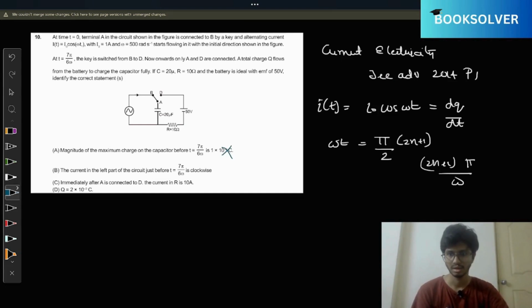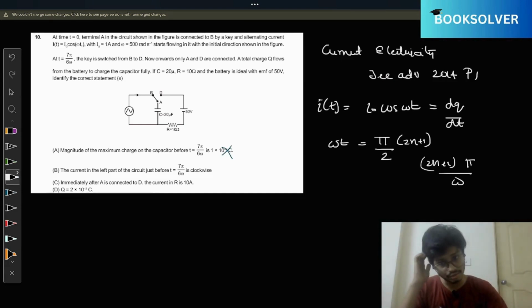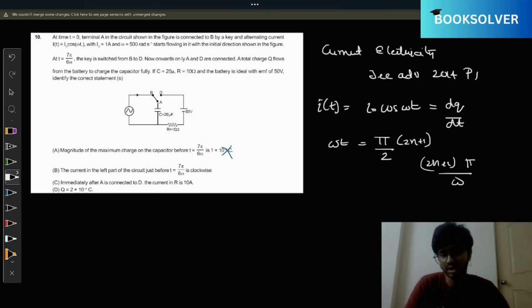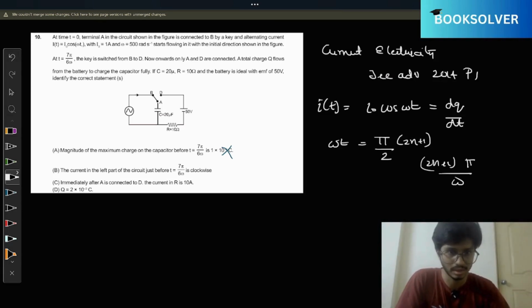Now, the current in the left part of the circuit just before t equals 7 pi by 6 omega is clockwise. When t is equal to 7 pi by 6 omega, this value is negative, so it is not clockwise, in fact it's anti-clockwise. So this is also wrong. Option B is wrong.